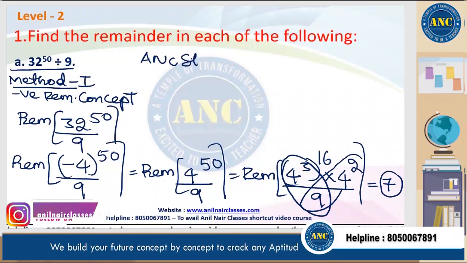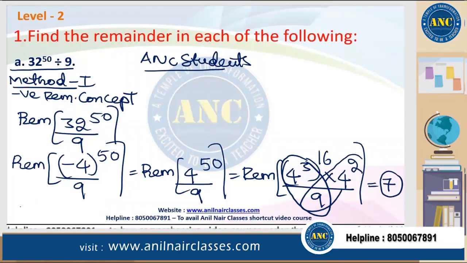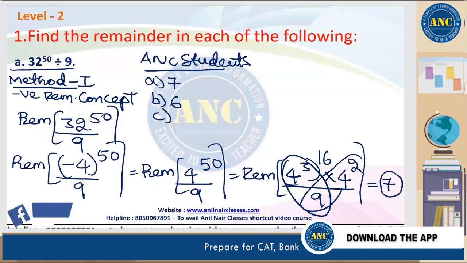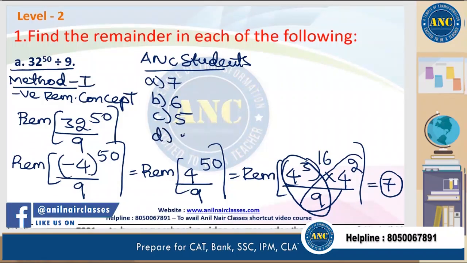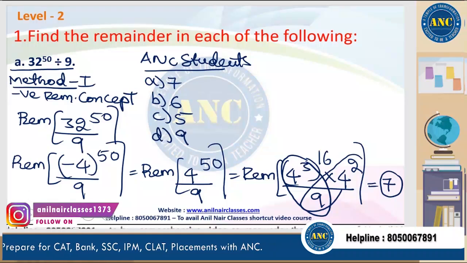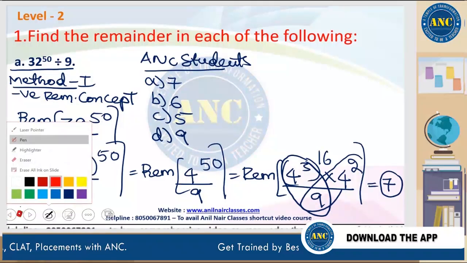Anil Nair classes students are solving this one. ANC students, especially ANC enrolled students, if the options are like this, 7, 6, 5, 9, this negative remainder, you don't need to do it. It's a waste of time.